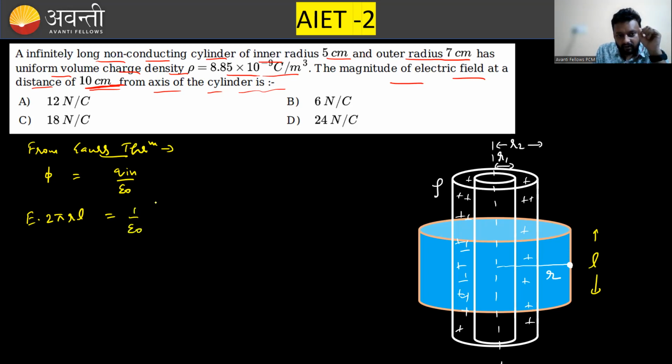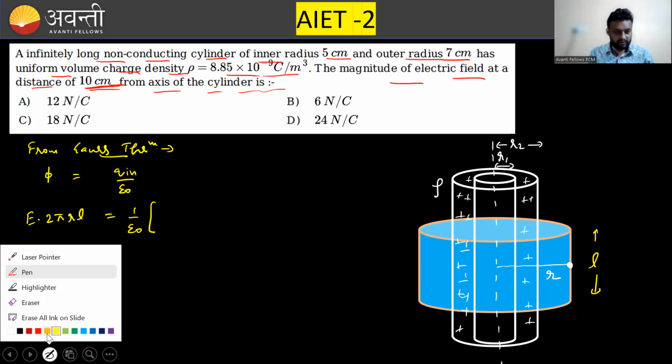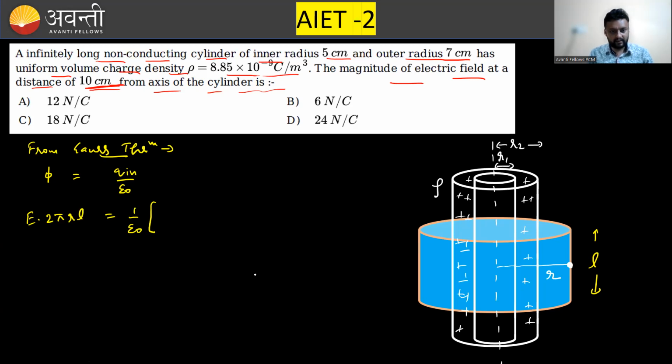1 by epsilon naught. Now there comes the question: what is the value of charge inside? For the calculation of charge inside, I am taking some portion of this page. Charge inside will be nothing but rho into dV. This is the golden term. Now, charge inside of what? Charge inside of the Gaussian surface.